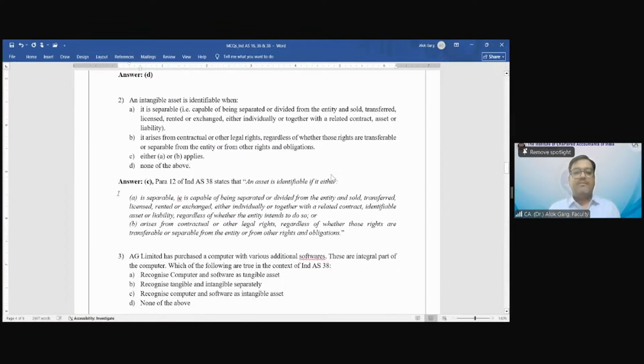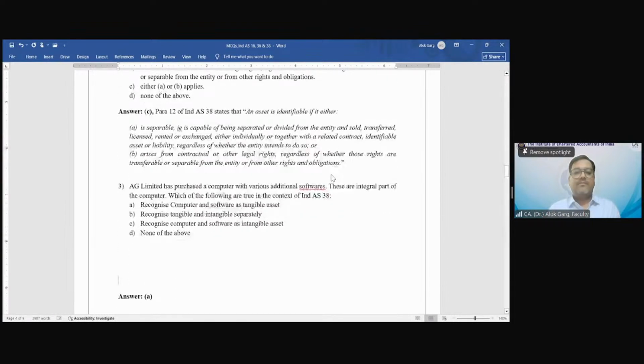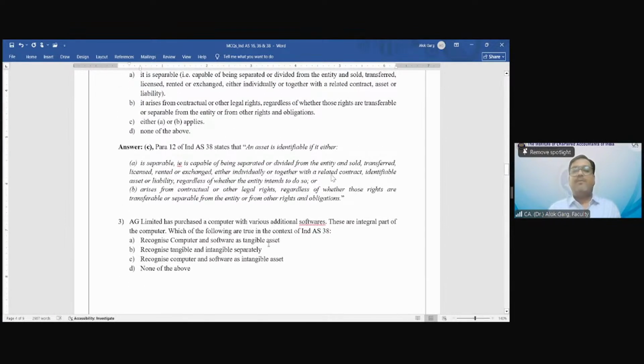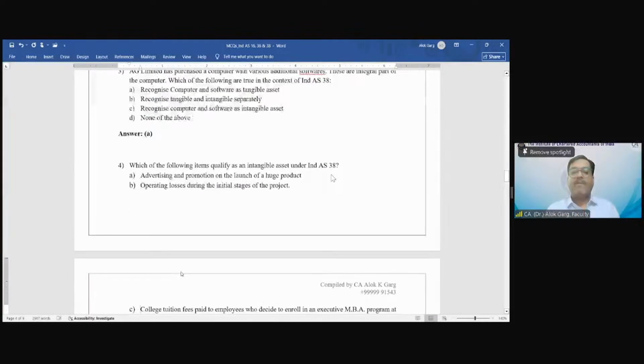Question number 3. AG Limited has purchased a computer with various additional software. These are integral part of the computer. Which of the following are true in the context of Ind AS 38? Recognize computer and software as tangible asset. Recognize tangible and intangible separately. Recognize computer and software as intangible asset. None of the above. These softwares are integral part of the computer. A. So the entire amount has to be recognized as PPE.